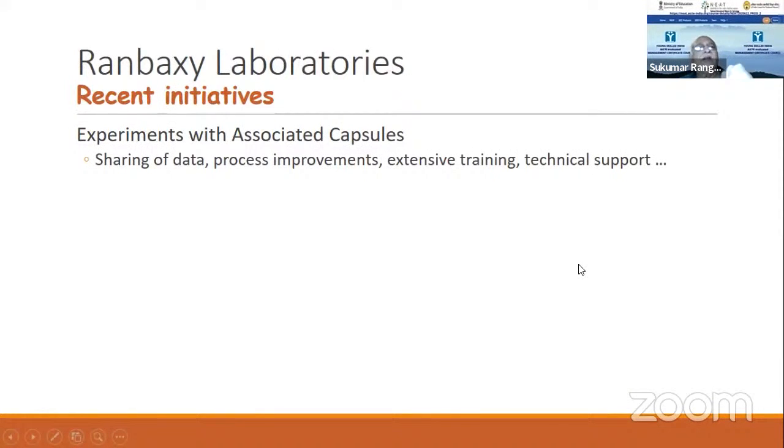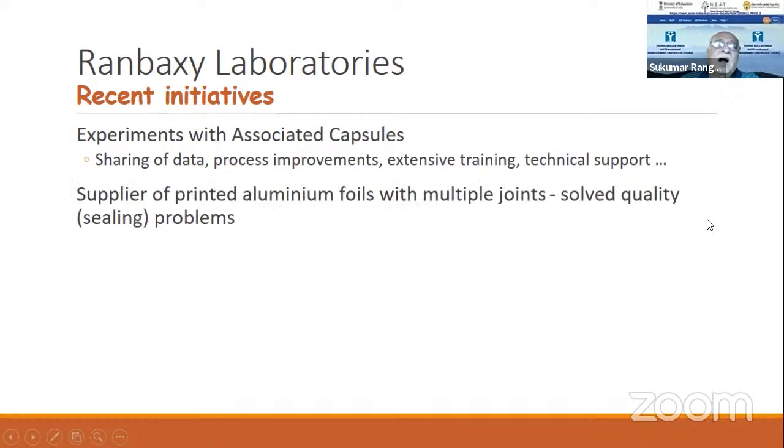This is from one of the chemical units. This is a case given in the book on operations management by Mahadevan, a Bangalore professor. The company experimented with one of their suppliers of capsules by sharing data, process improvements, extensive training, technical support, and with another company supplying printed aluminum foils.